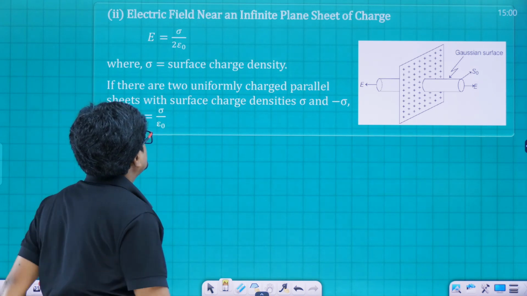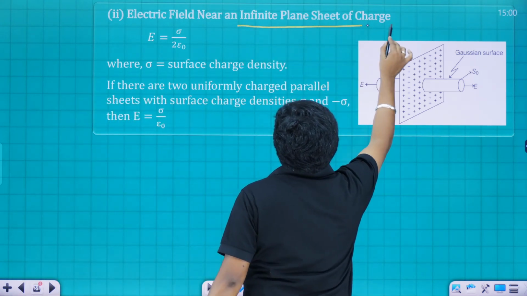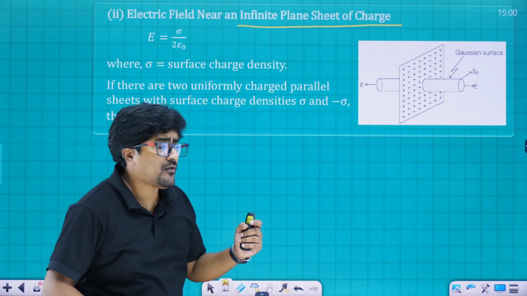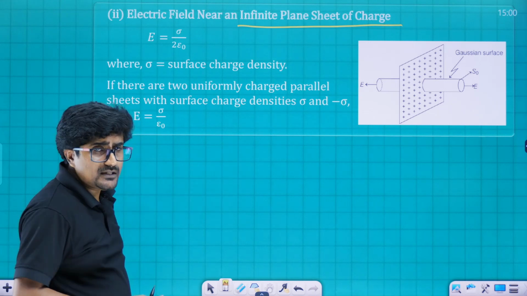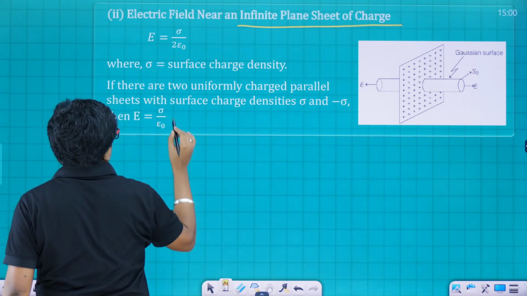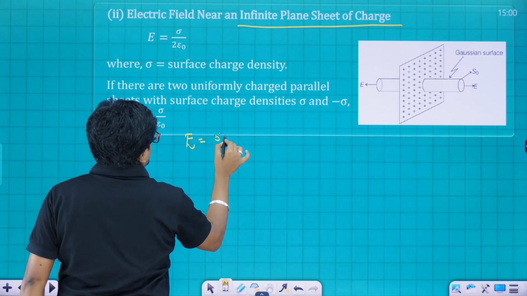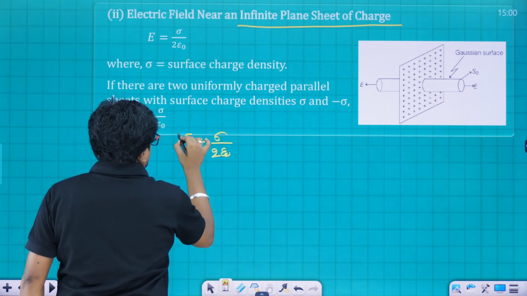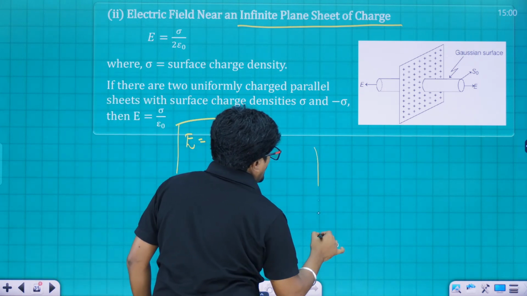And here comes the next, that is due to an infinite plane sheet of charge. If you are having a thin plane sheet of surface charge density sigma, then the electric field E is going to be sigma divided by 2 times epsilon naught. How to find out the direction? That I already told you.